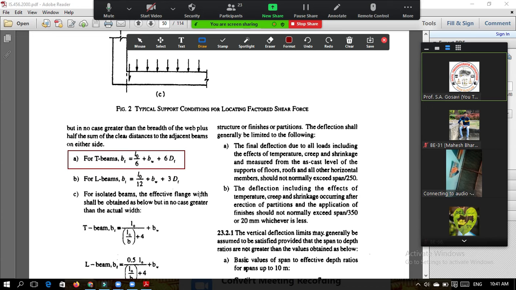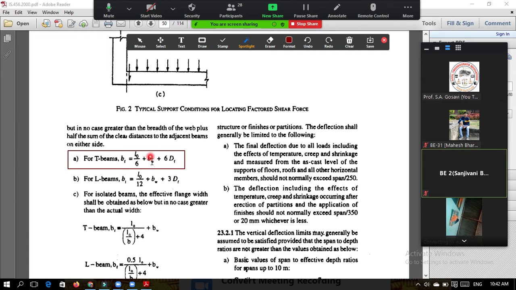Okay, to calculate the BF, you can calculate the BF as BF is equal to L0 by 6 plus BW plus 6DF. Here the L0 is nothing but the span of the beam. Okay, BW, you already know the value of BW. BW is nothing but your width of web, and DF is the depth of the flange. Okay, so we are going to use this formula.